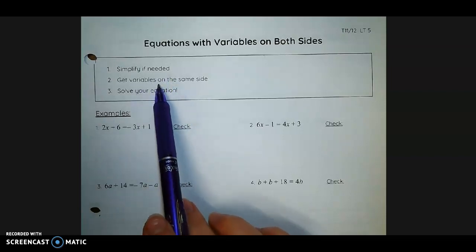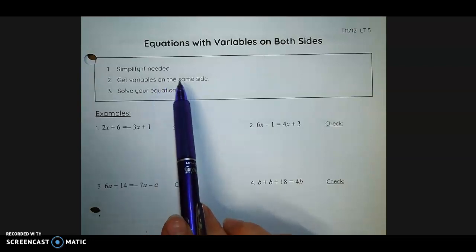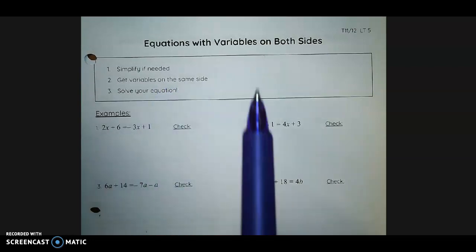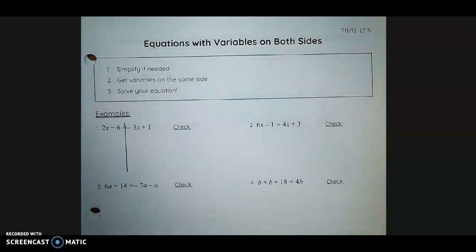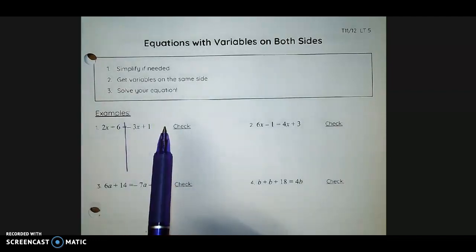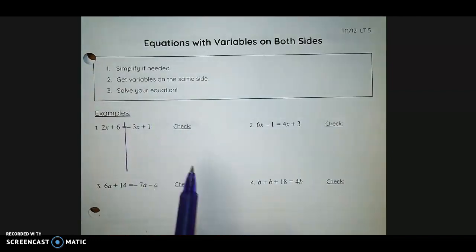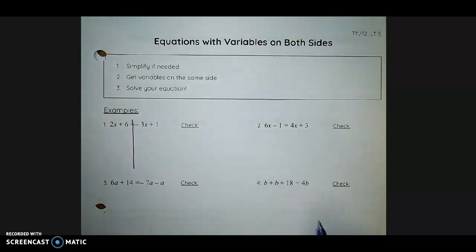Then we're going to get all the variables on the same side. So you'll notice down here I have some x's on this side of the equal sign, and I have x's on that side. We want to get all the x's, in this case, or variables, on the same side. And then solve your equation from there. So once you get those moved, it'll look very similar to what we've been doing.